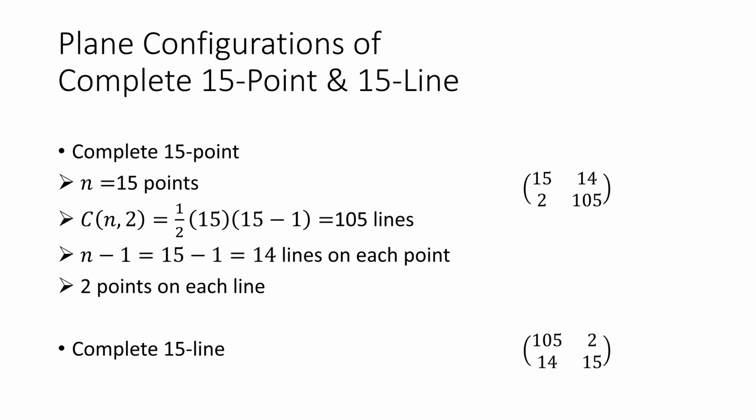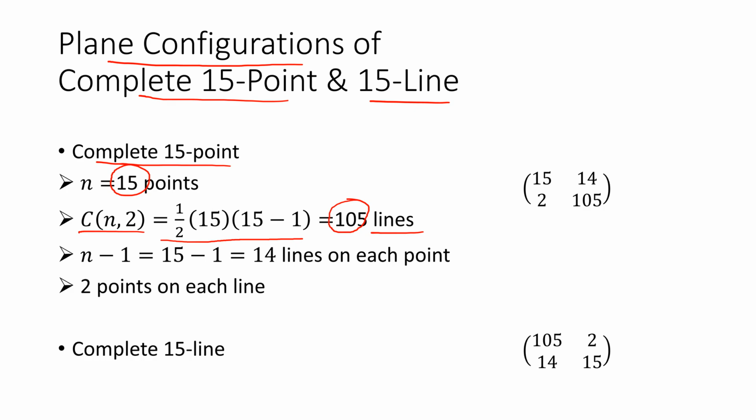Next example, we have the plane configurations of a complete 15 point and a complete 15 line. So for a complete 15 point, obviously we have 15 points. For the number of lines, we have the combination of 15 taken 2 at a time. So that's 1/2 times 15 times 15 minus 1. That is equal to 105. For the number of lines on each point, we have n minus 1. So that is 15 minus 1, which is equal to 14.